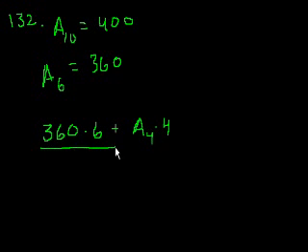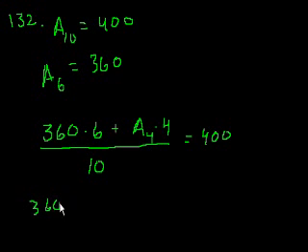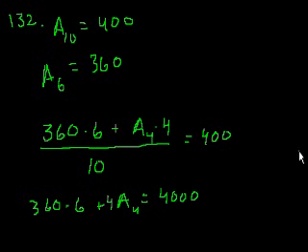Now, this is the total of the revenue of all 10 days. If you take that sum and divide it by 10, you get the average for the 10 days. And that is equal to 400. Now, let's simplify this a little bit. So we get 360 times 6 plus, I'll call it the average for 4 days, times 4, is equal to 10 times 400, which is 4,000.